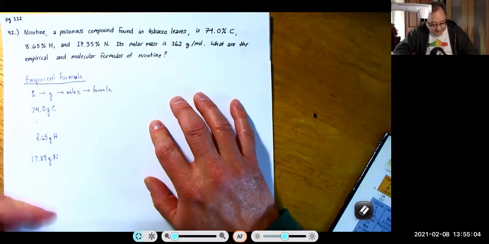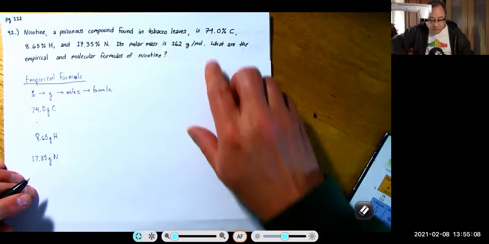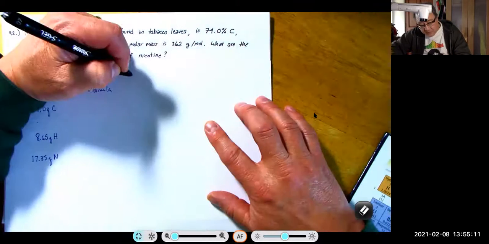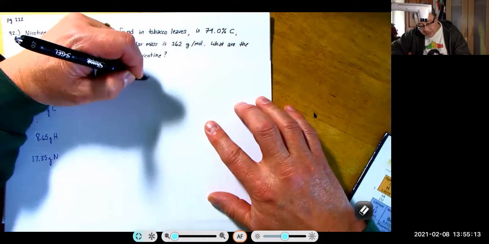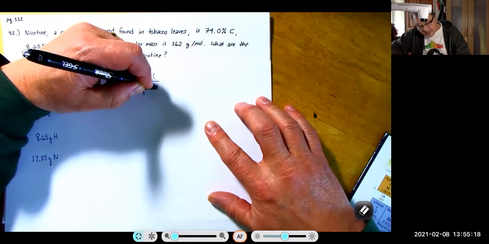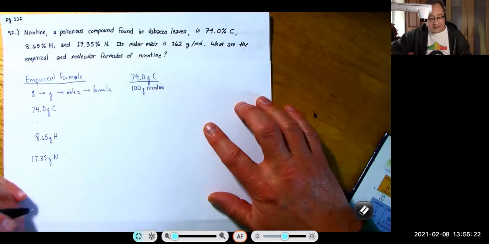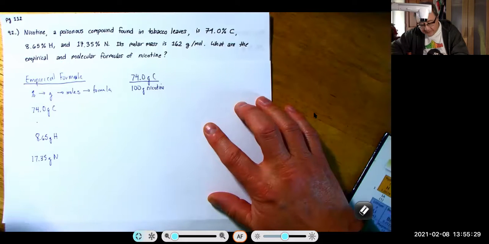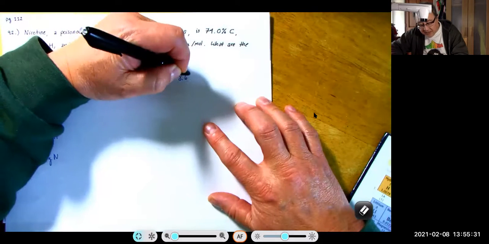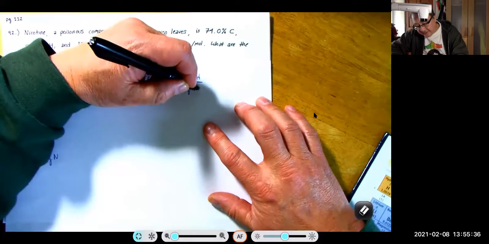And this would be the case if we had 100 grams of nicotine, because this 74.0 means 74.0 grams of carbon for 100 grams of nicotine. That's what the 74.0 means. It does not mean 0.74. It means 74.0 grams out of 100 grams exactly. And 8.65 grams of hydrogen out of 100 grams of nicotine exactly.